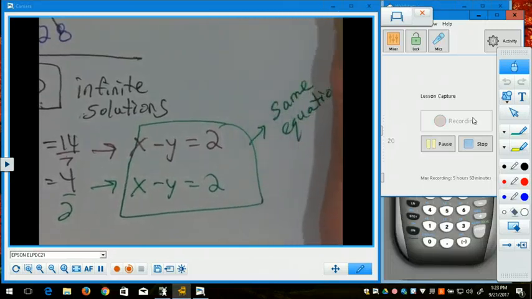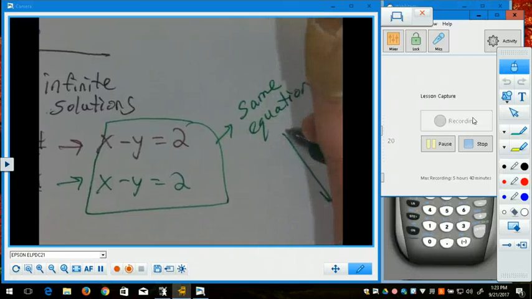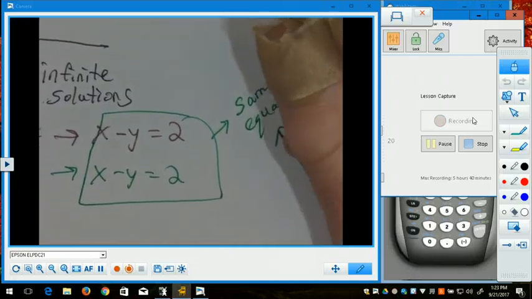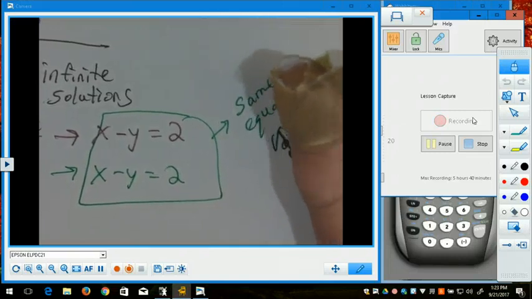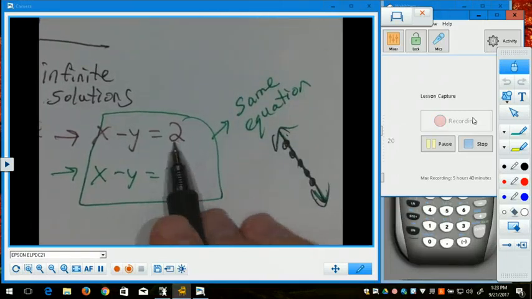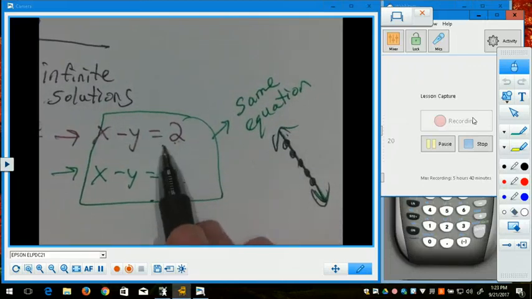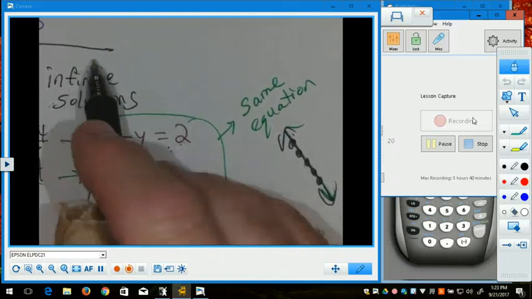And since they're the same equation, when I do go to graph this, which is going to have a negative slope, I'm not actually going to graph it twice. I graph the one line, I graph the other line right on top of it since they're the same equation. Every single point that's on this line is also on this line. So every single point on this line is a solution. And since there are infinitely many points extending this direction and this direction, and even between these, that is why it is infinite solutions.